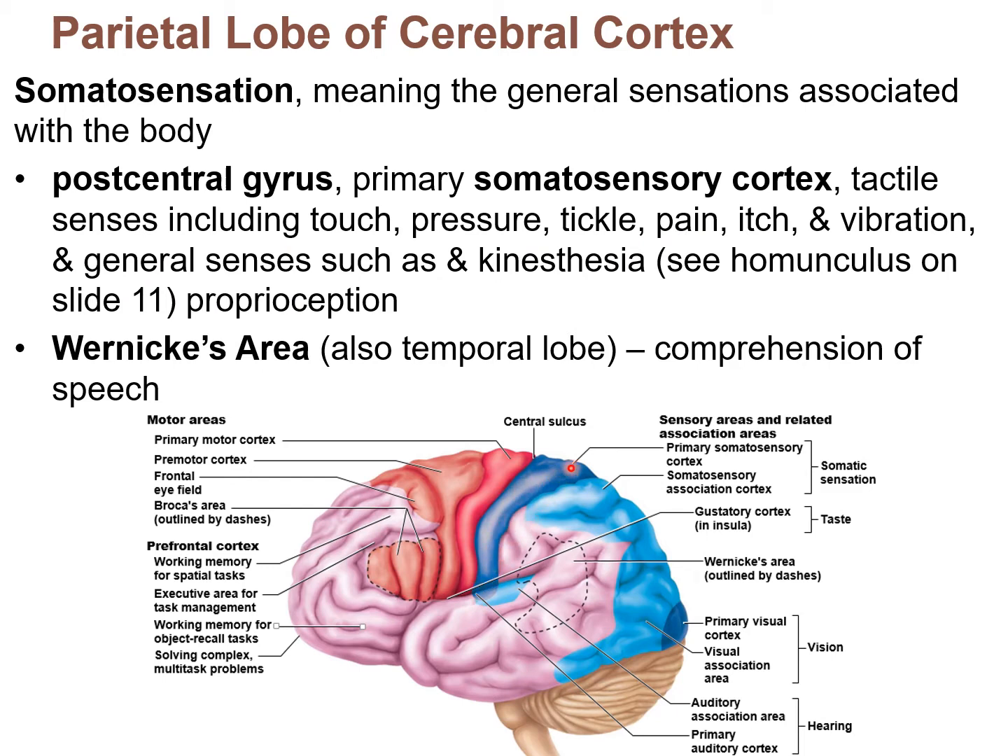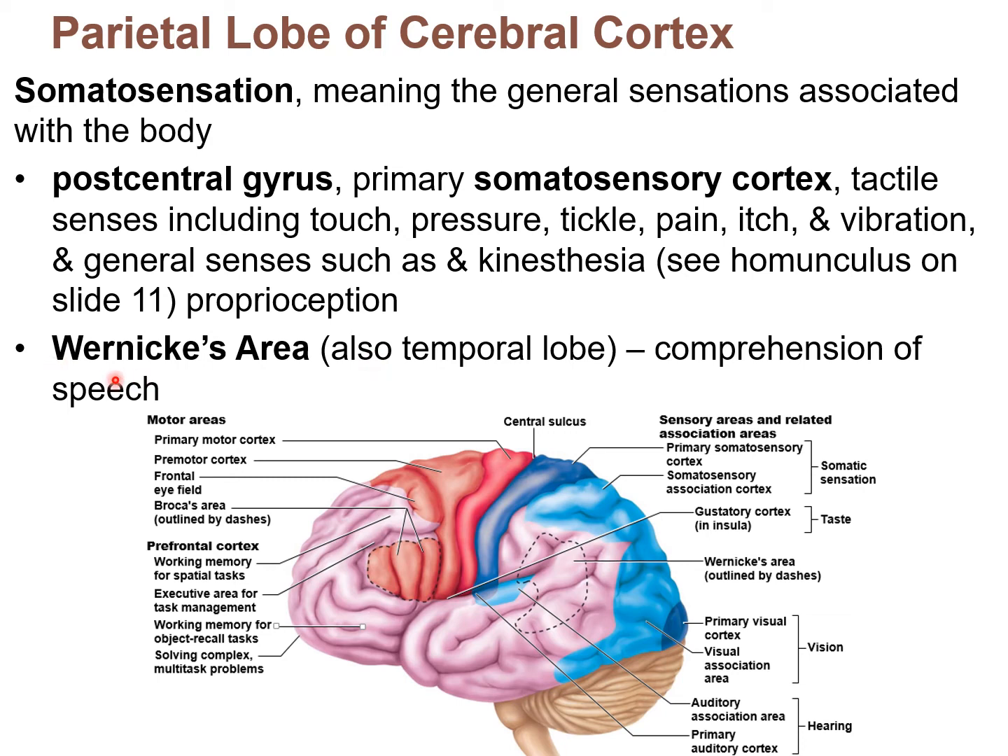It also has a homunculus, just like the primary motor cortex does, where parts of the body are represented on this gyrus right here, on the postcentral gyrus. So yeah, we're in the parietal lobe, somatosensation, think sensory, from all of these senses, right? General senses throughout the body, not special senses, which we'll get to a little later.